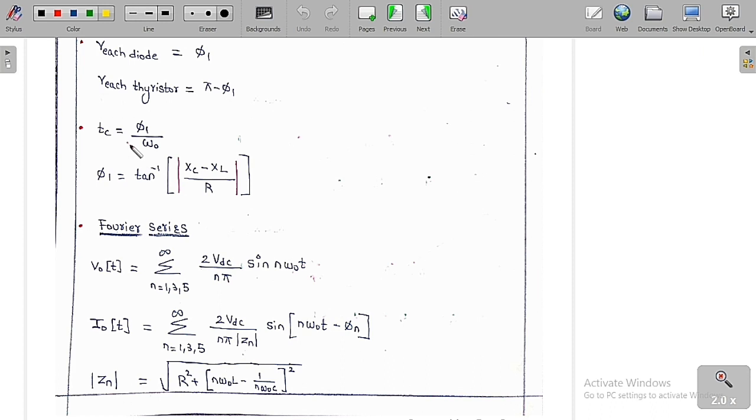So D1 conducts for a range of only phi 1 by omega naught. So phi 1 by omega naught is the circuit turn-off time, for which a reverse bias voltage is applied across the thyristors. Phi 1 is the tan inverse of the magnitude of (XC minus XL) by R, where XC is equal to 1 by omega C and XL is equal to omega L. So the turn-off time tc is equal to phi 1 by omega naught, where phi 1 is equal to tan inverse of the magnitude of (XC minus XL) by R.